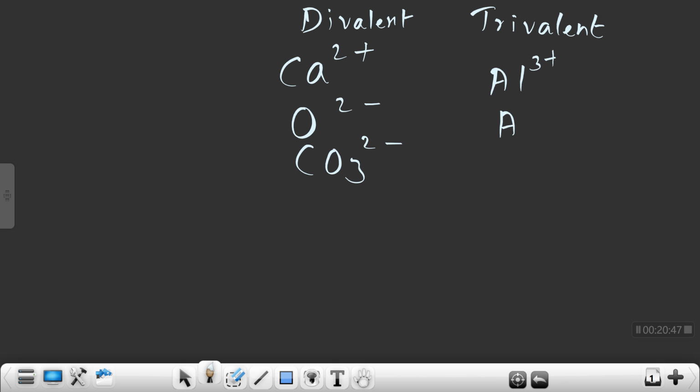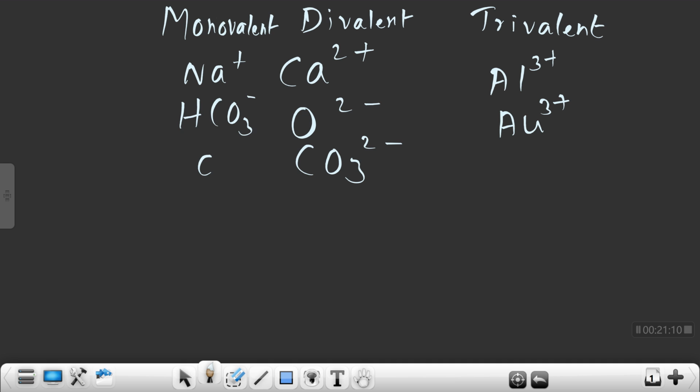Then Au3+. You know which element is Au? It is gold. Its valency is also 3. So these are trivalent. Then monovalent means valency 1: Na+, HCO3-, Cl-. Look here, 3 examples: monovalent, divalent, trivalent. Monovalent means valency 1, divalent valency 2, trivalent valency 3. So I think all of you understood all these things.